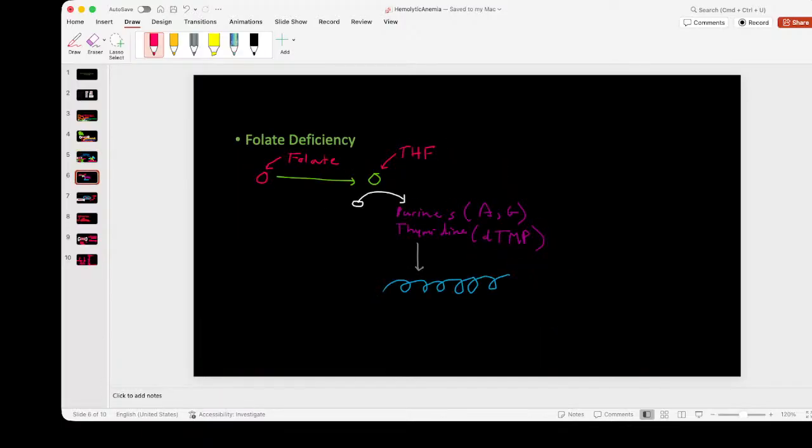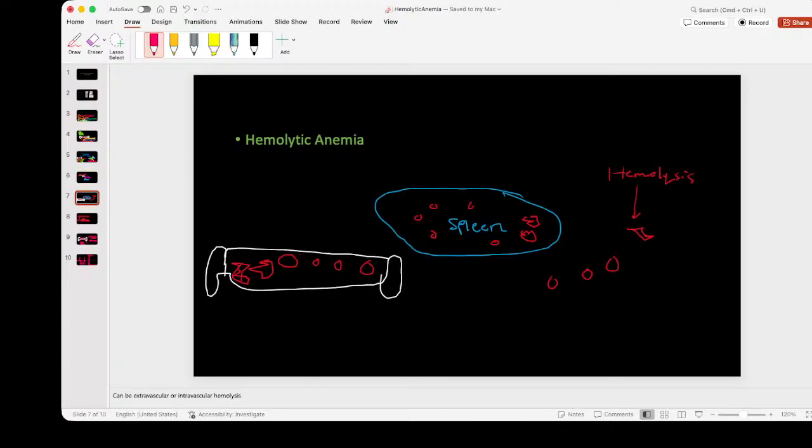Folate we already discussed. Folate usually converts to THF in the process, which is used as part of the DNA purines and thymidine in the production of the red blood cell. Hemolytic anemia, very simple. What's happening is that there's more destruction of red blood cells occurring than production.